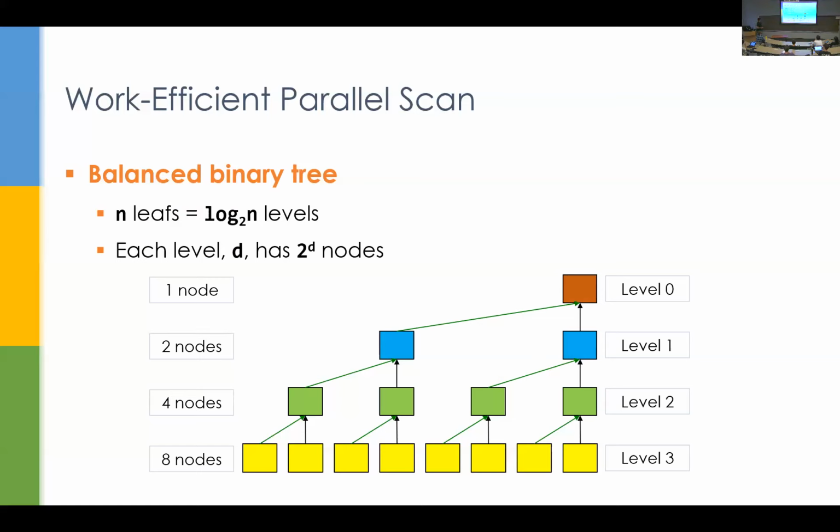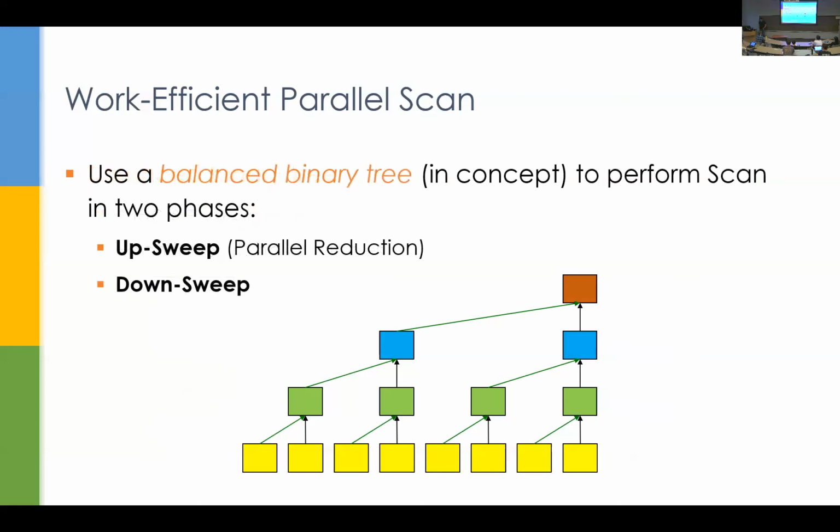And this is what's important. So in a work efficient parallel scan, we use a balanced binary tree in concept. Okay, there's no actual tree on the GPU that you're constructing like you would do on a CPU with nodes and pointers and all that. This is all in memory. So you're going to imagine it to be a tree. And there's 2 steps. One is called upsweep, and then the other is called downsweep.